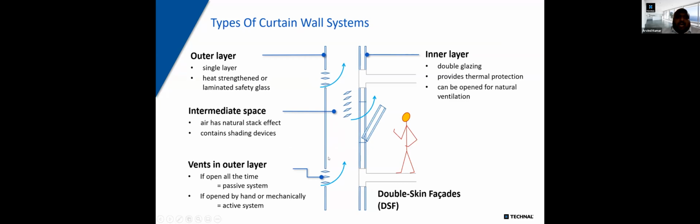So if you want to have a passive system, it can be kept that way all the time, or it can be mechanized or automated with your BMS, your building management system, to make it active. And whenever there's a nice wind, you can always open it based on the climatic conditions. So what is the benefit of having a double skin facade? Number one, because of this natural stack effect, you get an amazing thermal performance, much higher than what you would conventionally get in normal buildings.